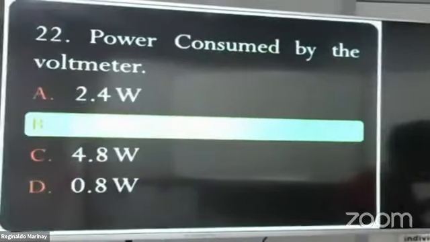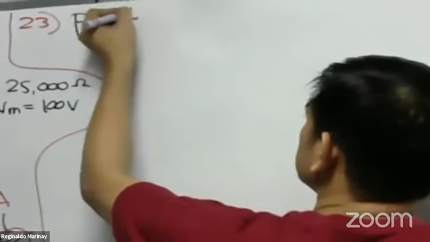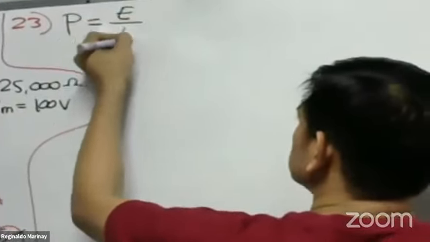Okay, number 23, the rate of change of stored energy in the condenser. What is the rate of change of stored energy? This is the basic of power. Power is the energy per unit of time, isn't it? Let's say you have 1 watt. 1 watt is equal to 1 joule per second.